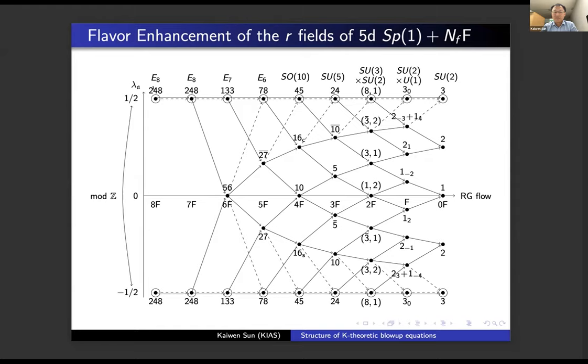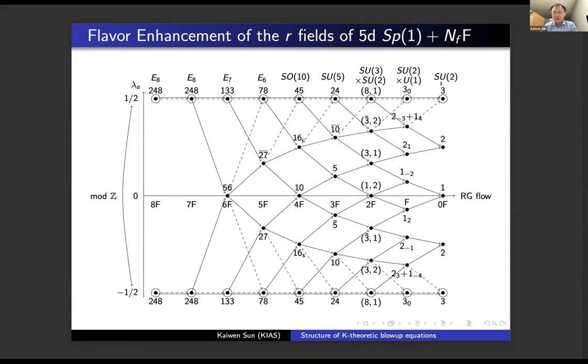For example, here are all the R fields of the 5D theory with 8 flavors, 7 flavors, 6 flavors, 5 flavors, 4 flavors. And you can see that this is how the R fields of the blowup equations degenerate. So in the end, this is the 5D pure SU(2) theory.